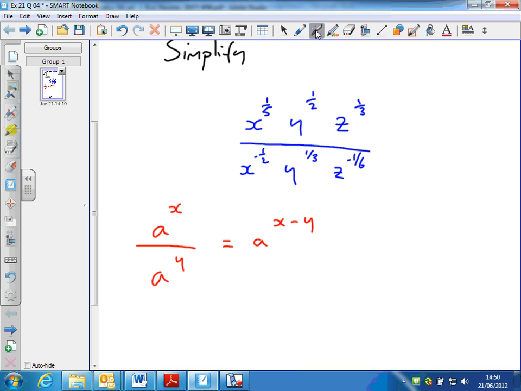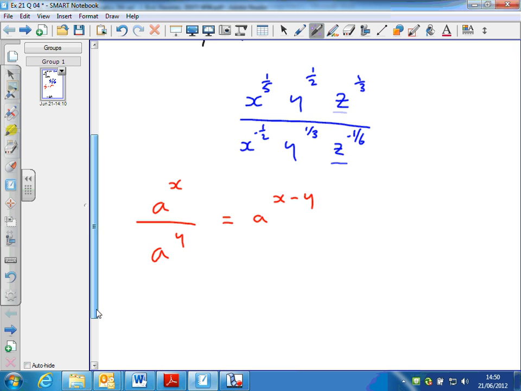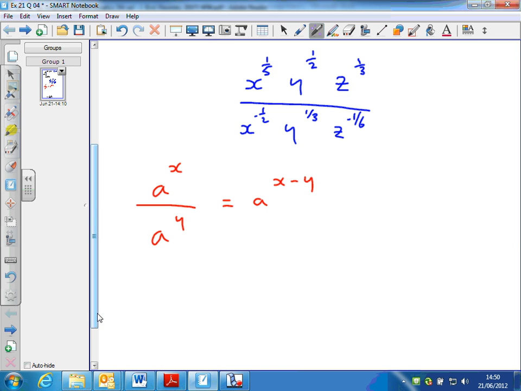If we look at this, we've got x divided by something to do with x, y divided by something to do with y, and z divided by z to another power. So it's this law of indices that we're interested in. We've just got to be careful of sign because we're subtracting negatives sometimes. If we look here, subtracting a negative power, so double negatives.